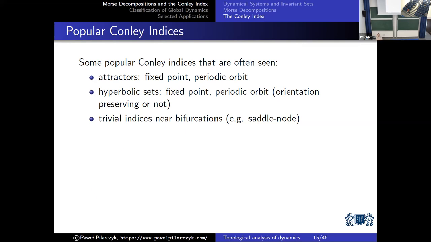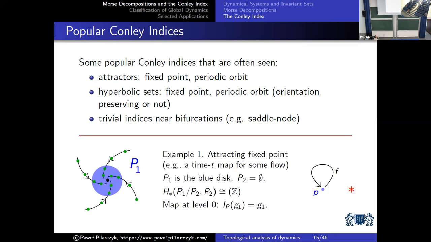We have different cases. For example, if we have an attracting fixed point, I'm plotting it like a continuous time dynamical system, but the dynamics is that the points are jumping. So if we have the green point here, its next iterate will be closer to the fixed point, then it will enter the isolating neighborhood, and with each iterate, it will get closer. If we have a map that is a time-t map for some flow, so this is a translation in some flow by some fixed time, then the index map will be the identity.